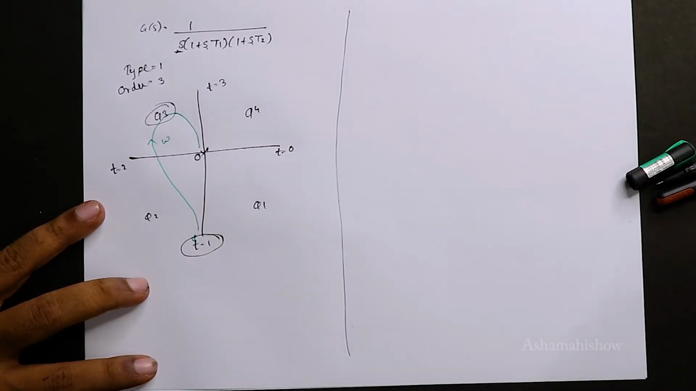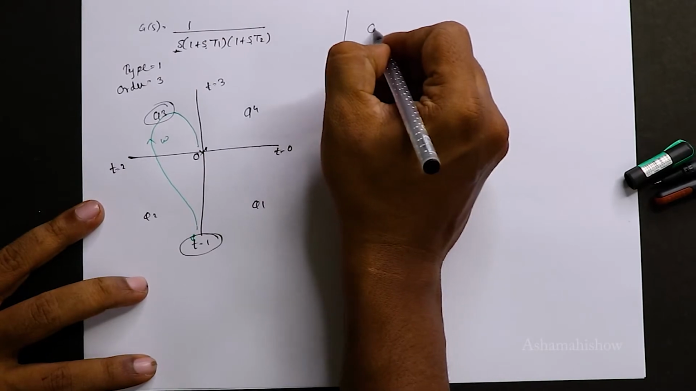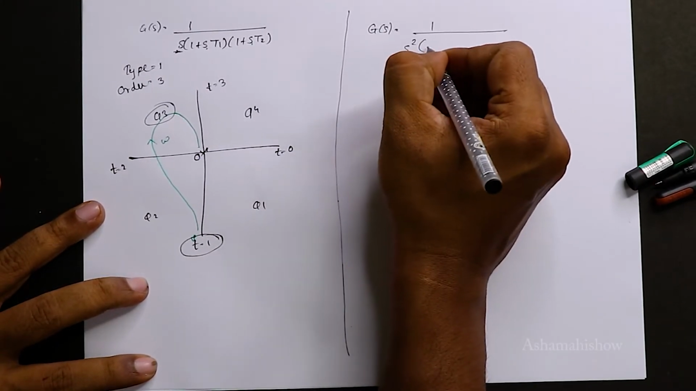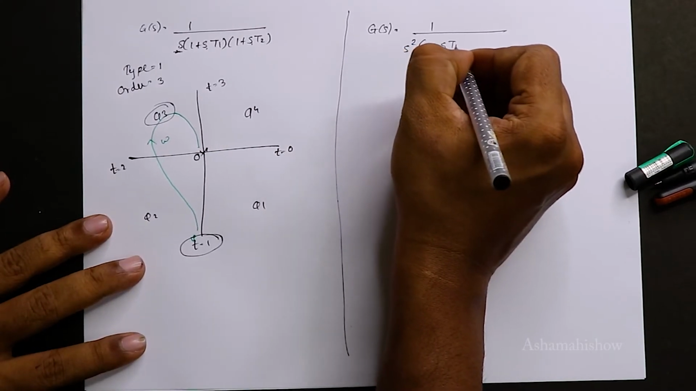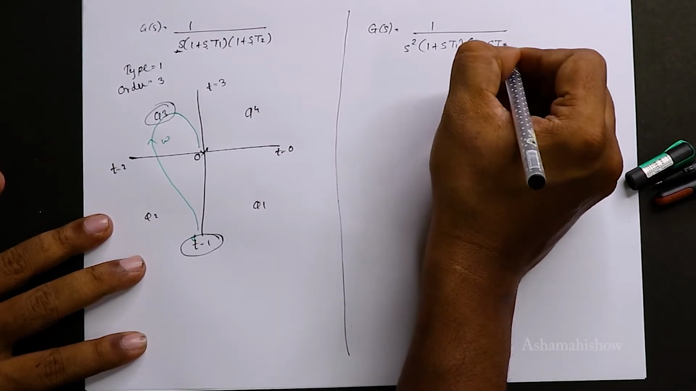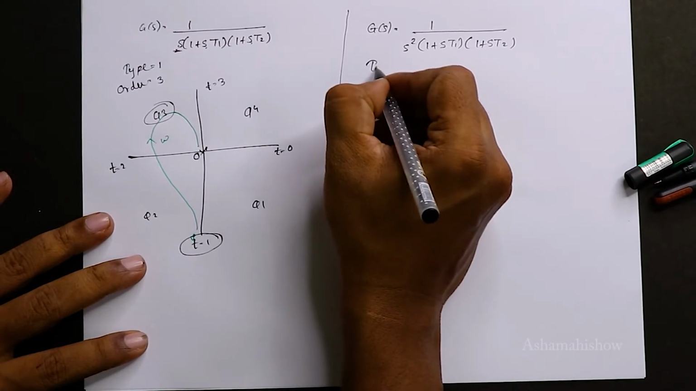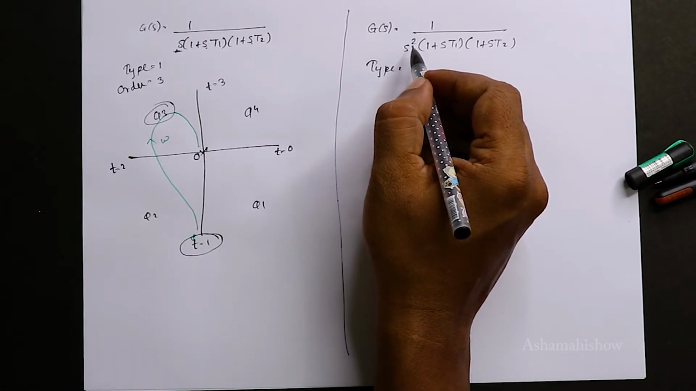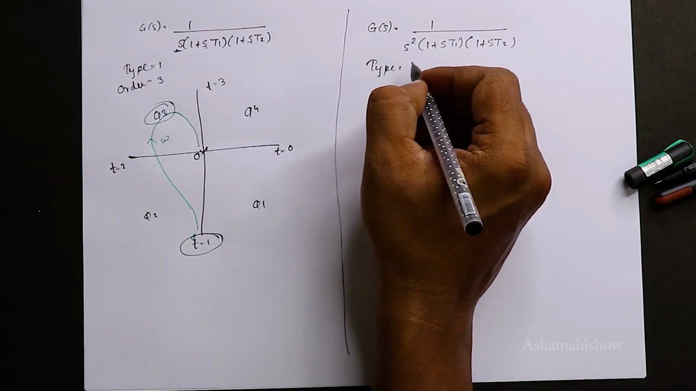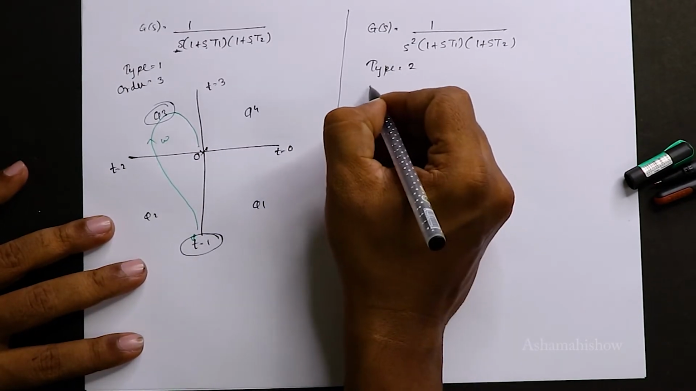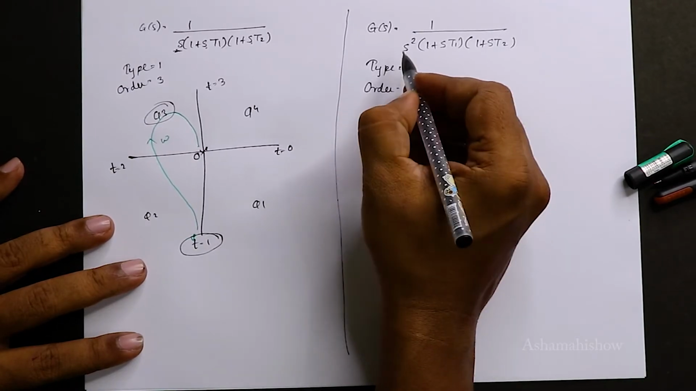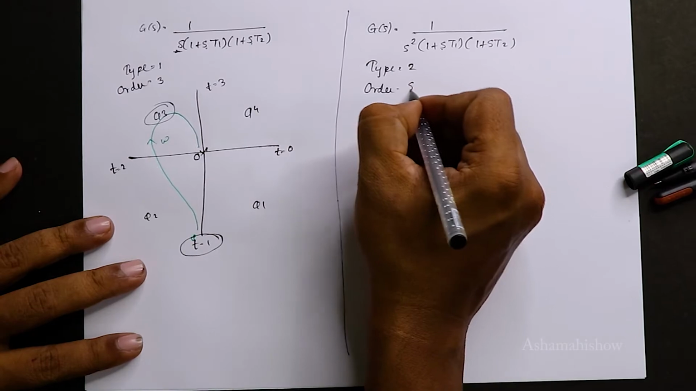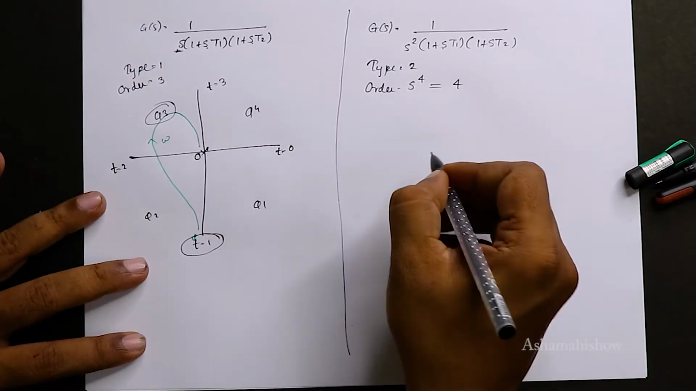We have 2 more. The next transfer function is G of s is equal to, I'll make it much more complex. Let us see. So here, what is the type? How many poles are at the origin? s squared. So obviously there are 2 poles at the origin, s and s. There are 2 s, right? So the type is 2 and the order is how much? s squared into s is s to the power 4. So your order is 4.